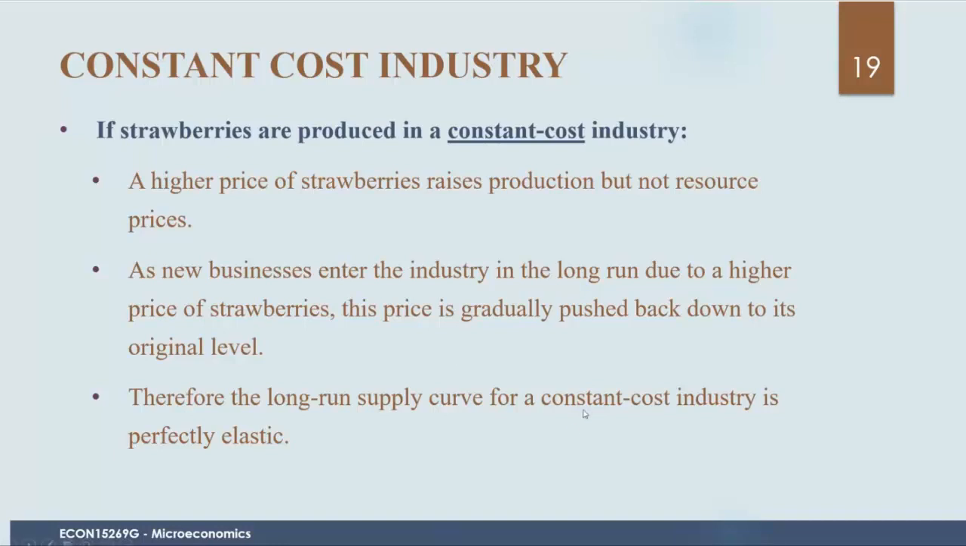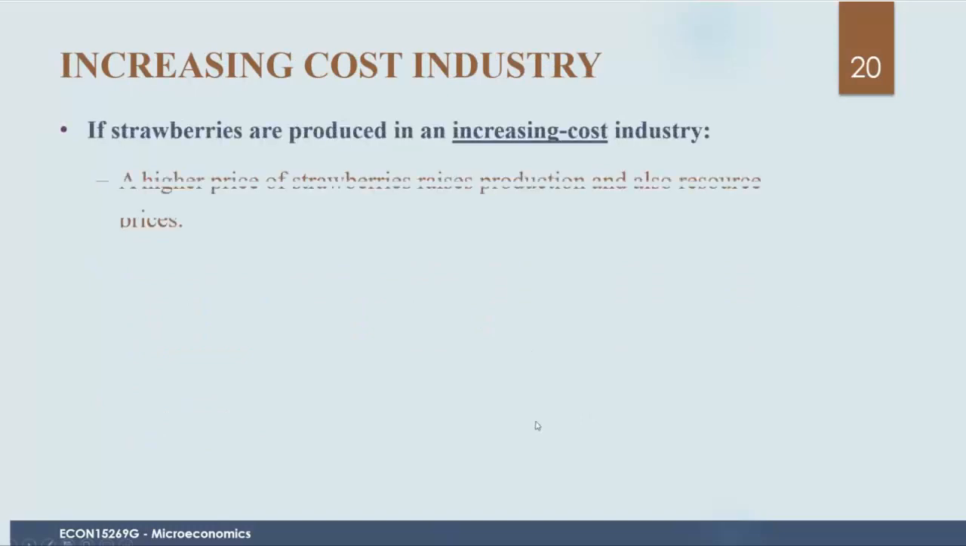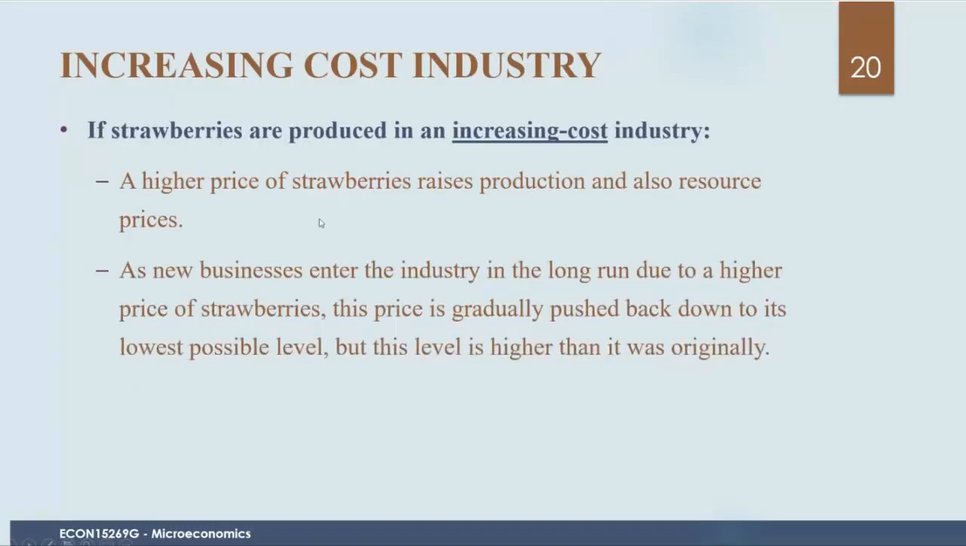If there's an increasing cost industry, suppose that the higher price of strawberries raises production. There are going to be more firms interested in selling them because they can make money. But that could drive up, say, the price of fertilizer or something like that. So then the price is not going to get pushed down to what it was before, because the costs are a bit higher now. Because if it went down to the same as before, there would be people losing money and leaving the industry. We'll get into this a little more when we talk about costs.